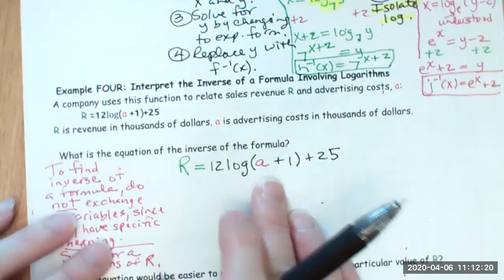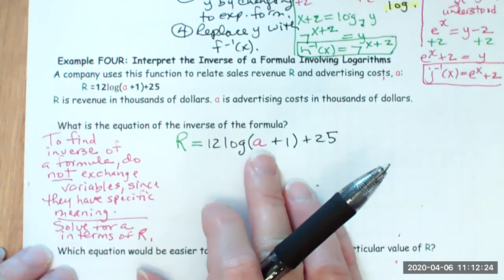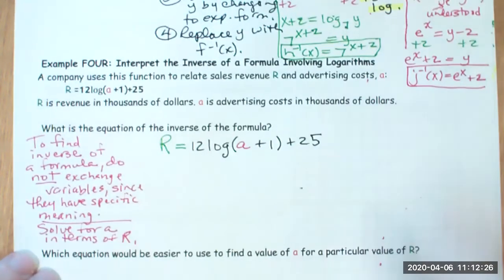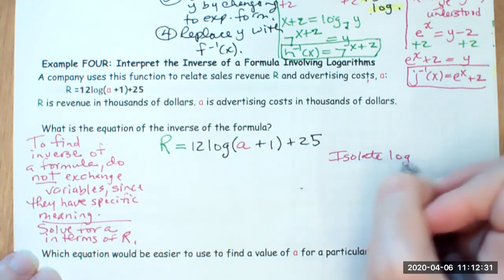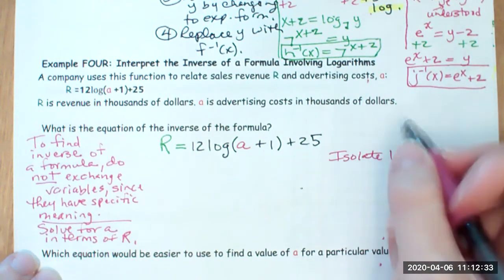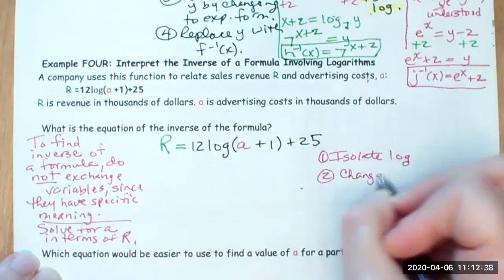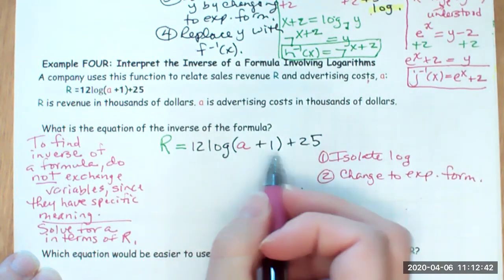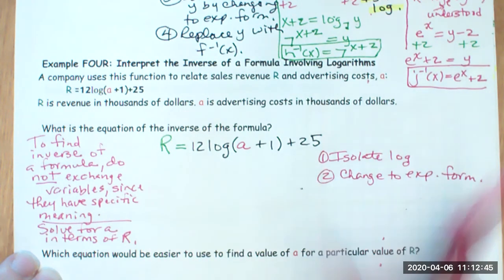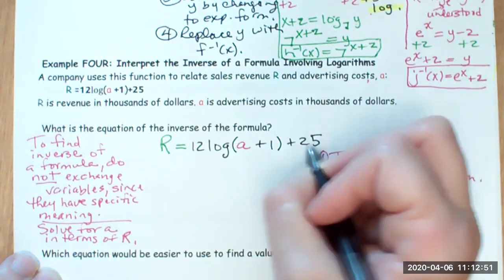We're going to solve for A by changing to exponential form, but the first thing we have to do is isolate the log, okay? So we're going to isolate the log, and then we're going to change to exponential form. Okay, so to isolate the log, we will subtract 25 from both sides of the equation. Start with that.